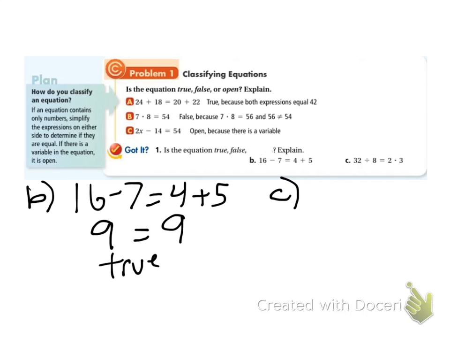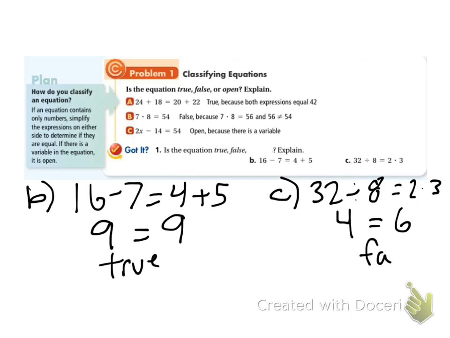For C, I have 32 divided by 8, and I have 2 times 3. 32 divided by 8 is 4. 2 times 3 is 6. So this is false because 4 is not equal to 6. Not true.